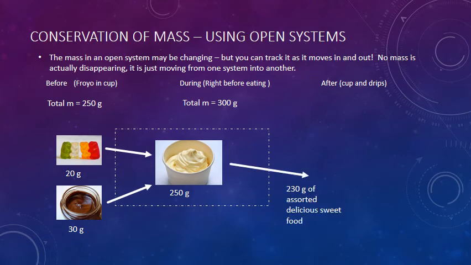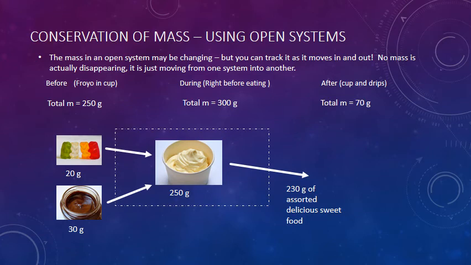So we're going to gobble up this frozen yogurt and gummy bears and hot fudge, which comes out to about, let's say, 230 grams of goodness that's going to go out of our system now and into our bodies. So it's not being destroyed. That mass is actually just transferred to somewhere else. It's being transferred to your stomach.